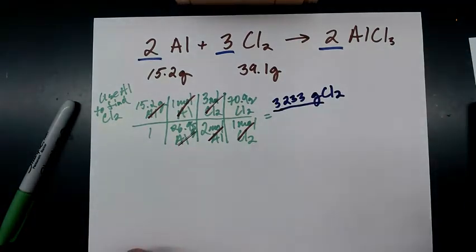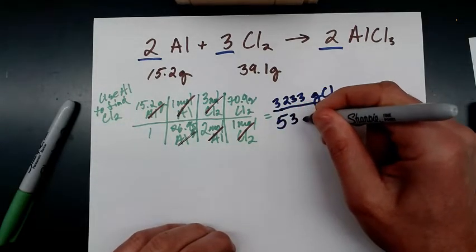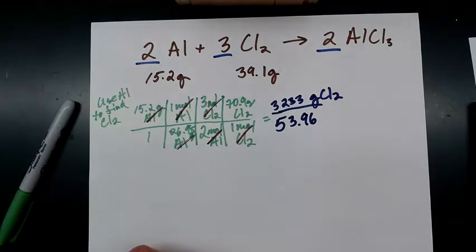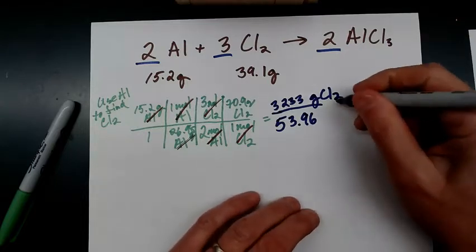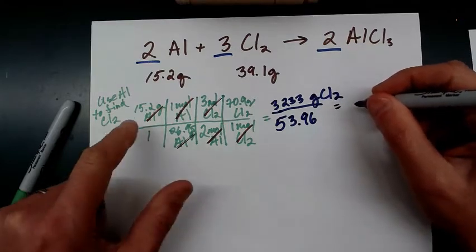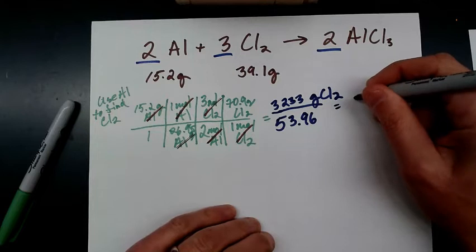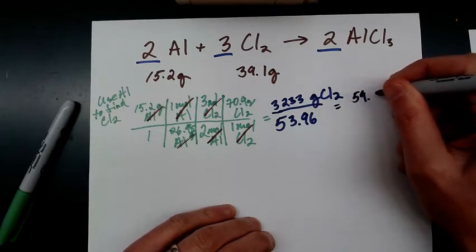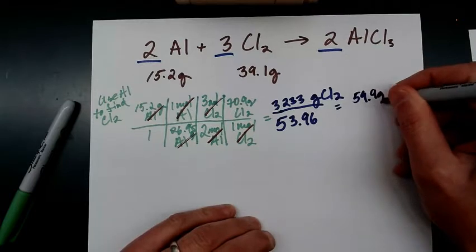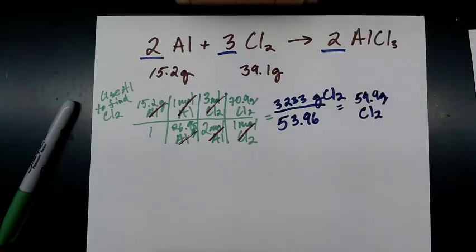Then I'm going to multiply 26.98 by 2, and I get a total of 53.96. No units on the bottom, no compound on the bottom. So I'm just going to take my 3233 and divide it by that 53.96. And it tells me a bigger number than I have. So it tells me that in order to use my 15.2 grams of aluminum, I'm going to need 59.9 grams of Cl2.